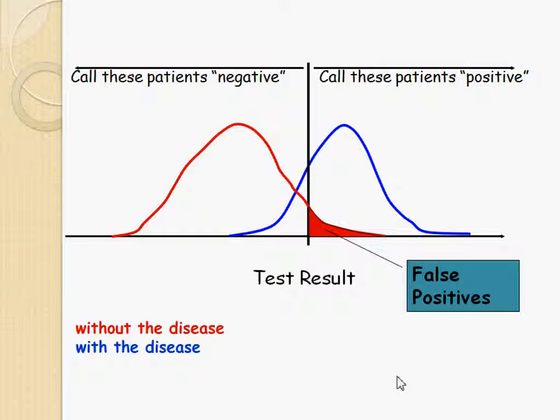The second region is the small red region here. This region belongs to the negative curve, but it is classified as blue, as positive. This is not correct. We name this region false positive.